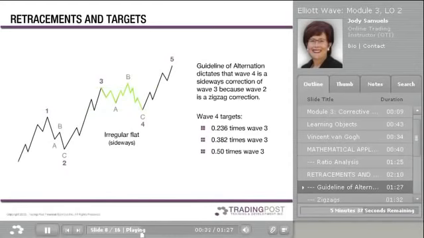Wave 4 is a bit different from wave 2 in its retracement. Because its corrections are usually sideways and not sharp, it means that the corrections are usually between 38.2% and 50% of the wave 3 move.